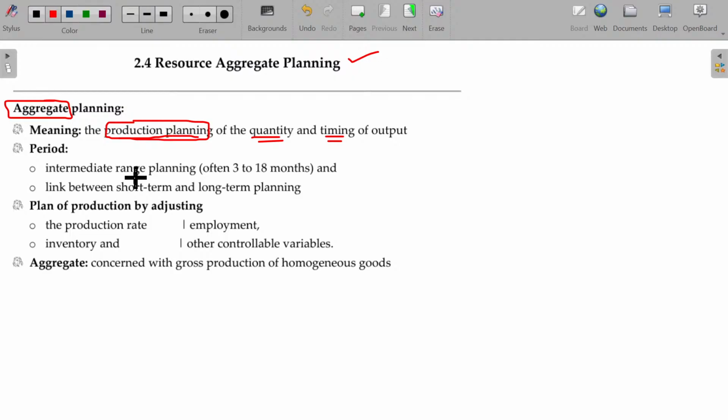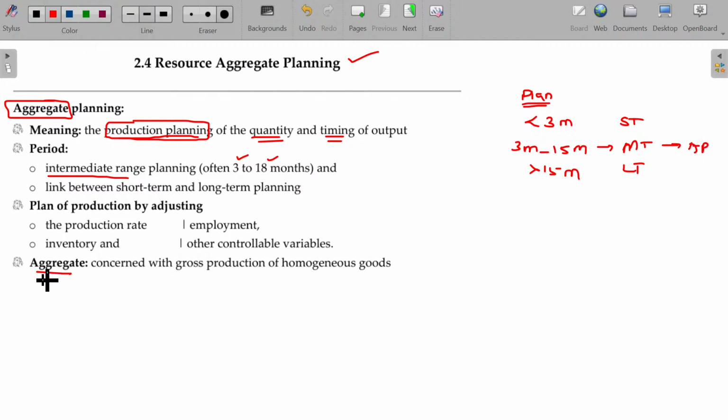Resource aggregate planning is usually called intermediate range planning, anywhere between 3 to 18 months. If you project a plan or budget or production plan for less than 3 months, then it is usually called a short term plan. And if it is more than 15 months, then it is called long term, where we may have the forecasting as well as the budgeting and all. But if it is anywhere between 3 months to 15 months, there's a gap, and for that this aggregate planning is used, called mid-range, mid-term planning.